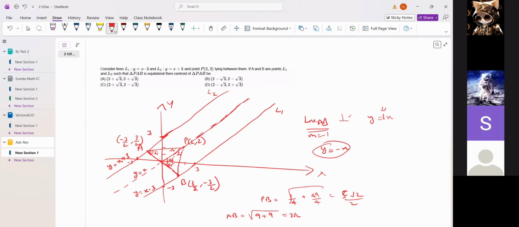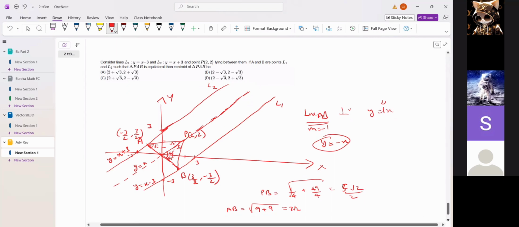Sir, can we do one thing? We know that the base is always perpendicular to both the lines, right? So we can find the perpendicular distance between the lines. Yes, sir, that is always a constant, and that is the side of the equilateral triangle. Then the length of the height will be root 3 by 2 times that. So then we can find the point, yes, root 3.